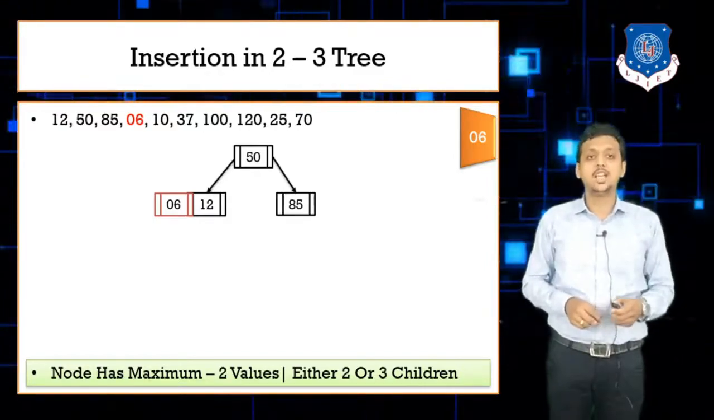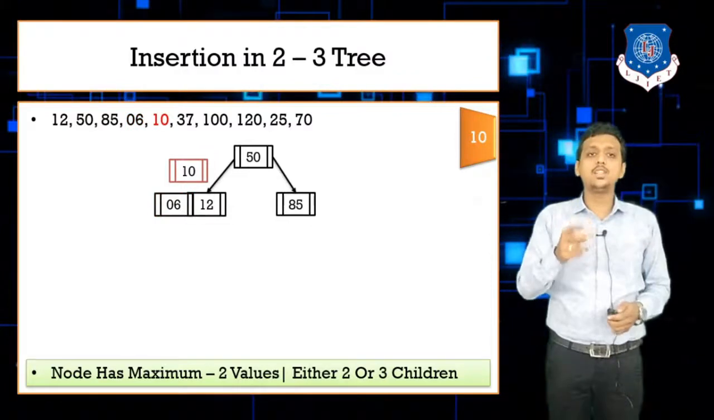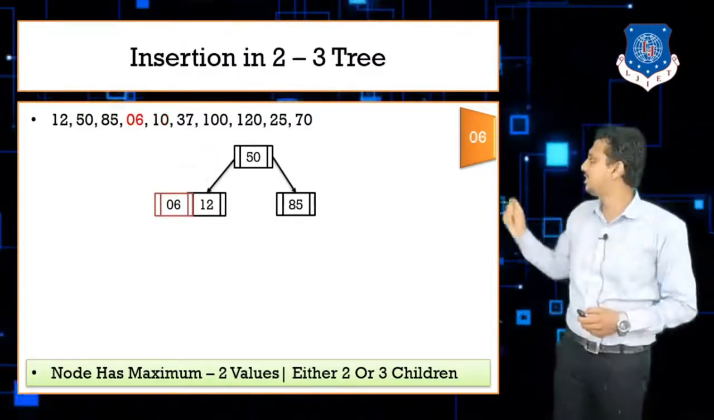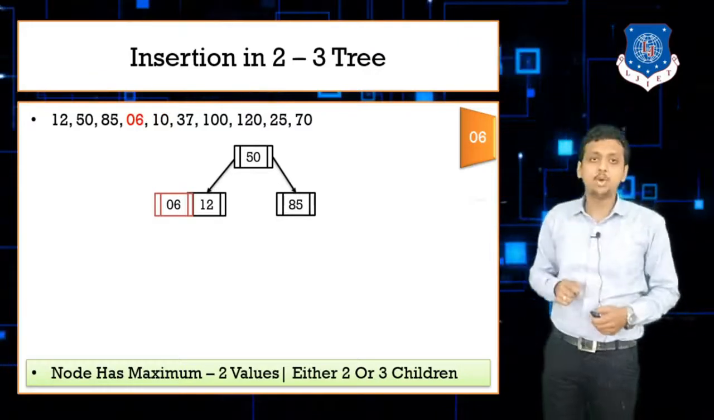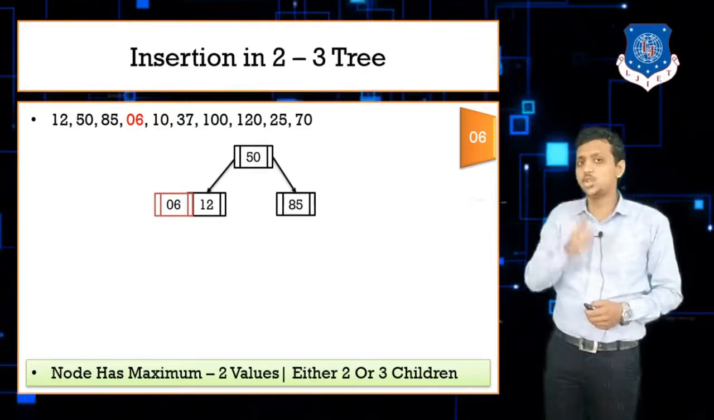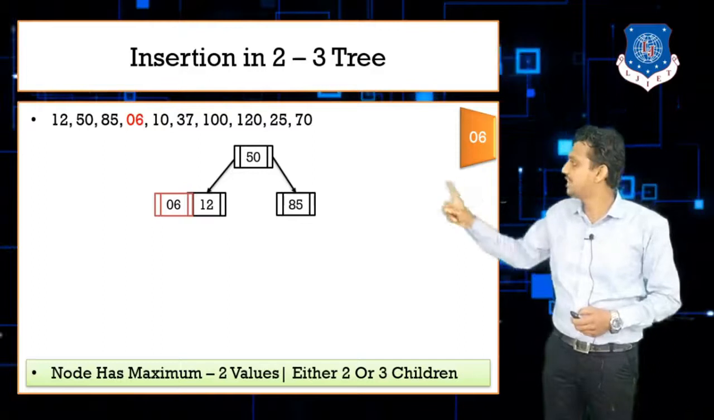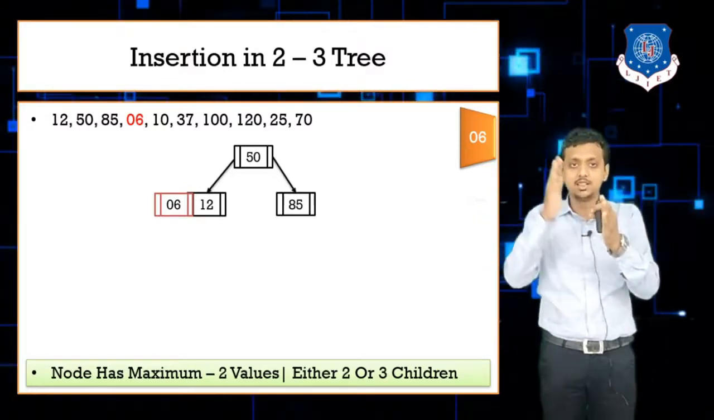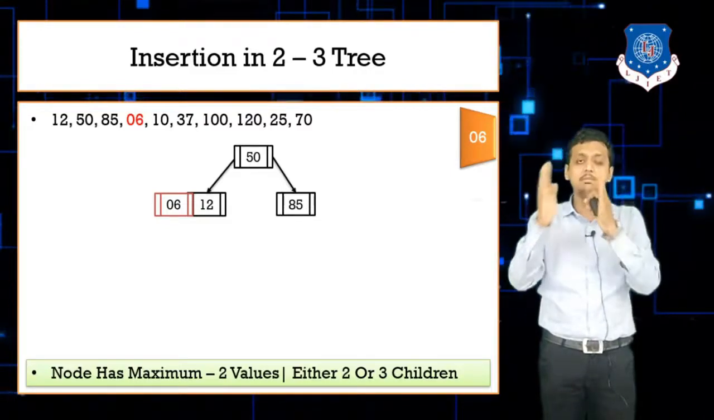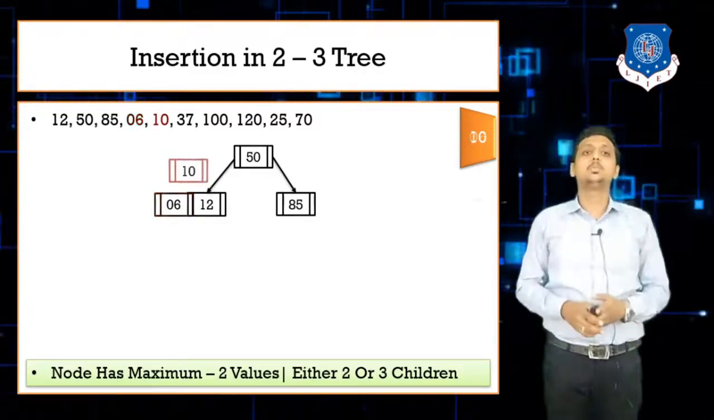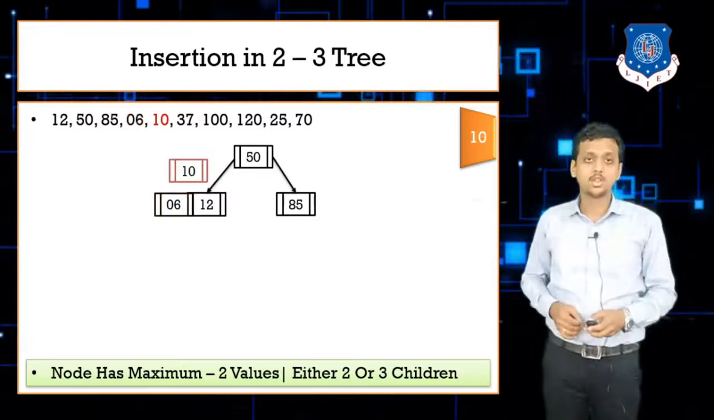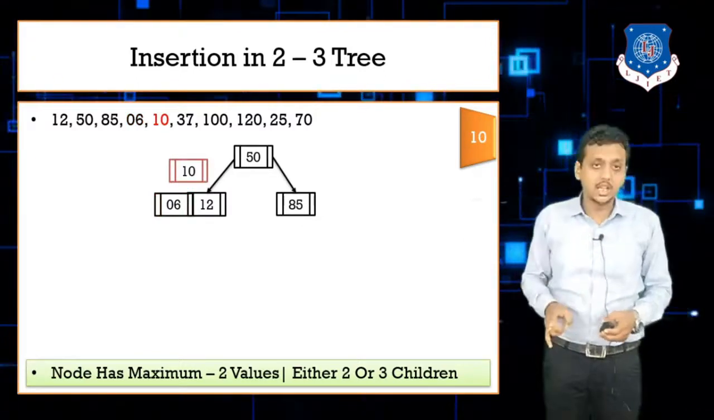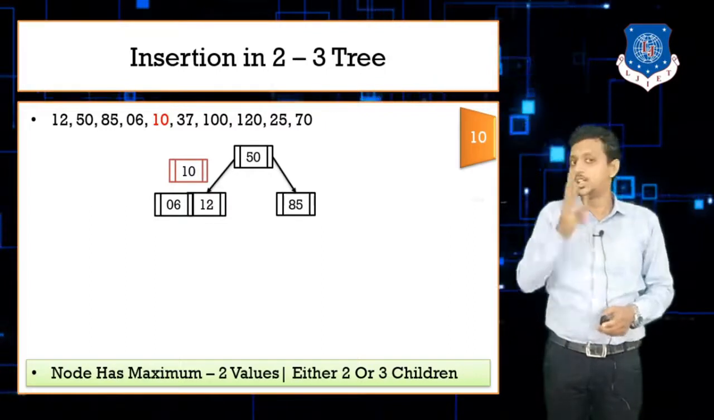Next I have 10. Students, before inserting 10, let me ask you one question: where is 10 going to be inserted? Students, 10 is going to be inserted in between 6 and 12. Here it is, this is 6, this is 12, and in between them, 10 is going to be inserted. Now tell me, this is a 2-3 tree, which has maximum order 3.